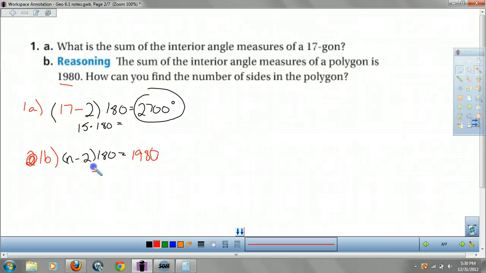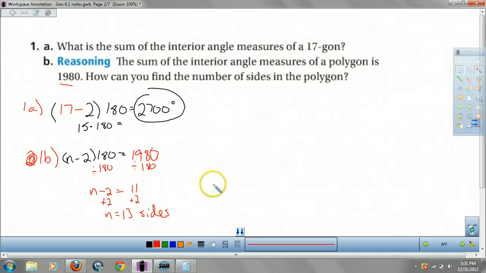So first thing I do is divide by 180. So I get n minus 2 equals, according to my calculations, 11. Add 2, n equals 13. So the polygon with an interior angle sum of 1980 has 13 sides. Capiche?